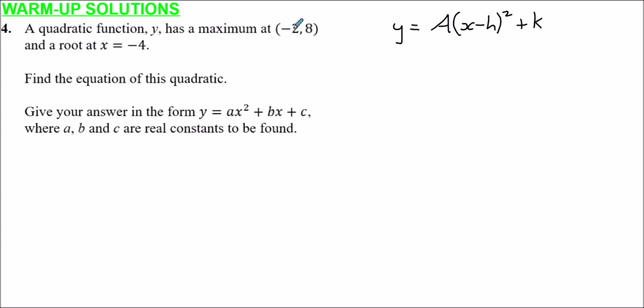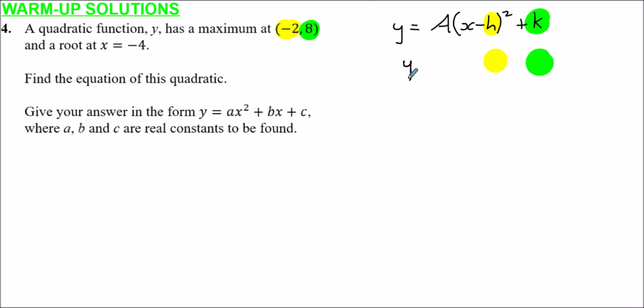So if you remember, this h letter here relates to the value of x at the turning point. So for our case, that's going to be minus 2. And the k relates to the y coordinate at the turning point. So in our case, k relates to 8. And so we can just sub in these values to work out an equation for this quadratic.